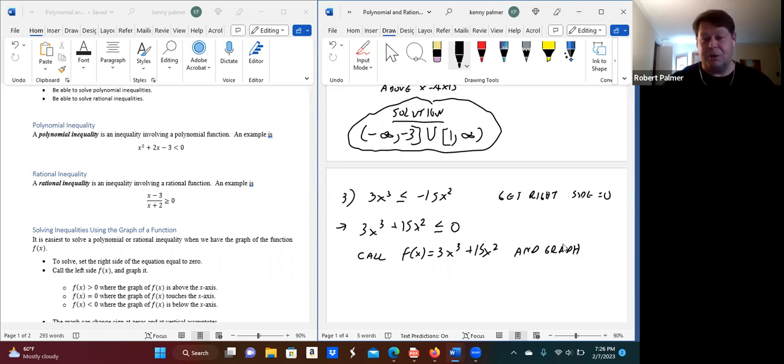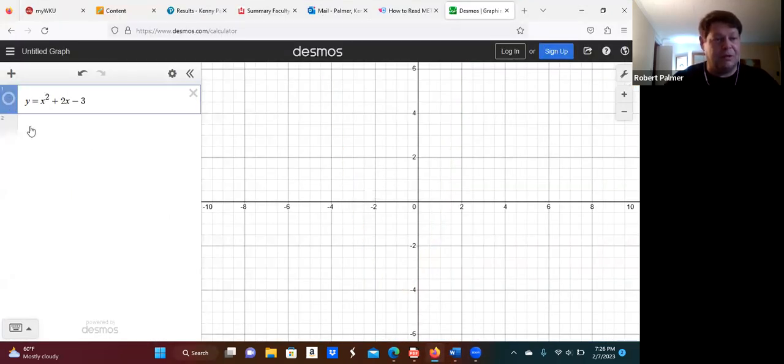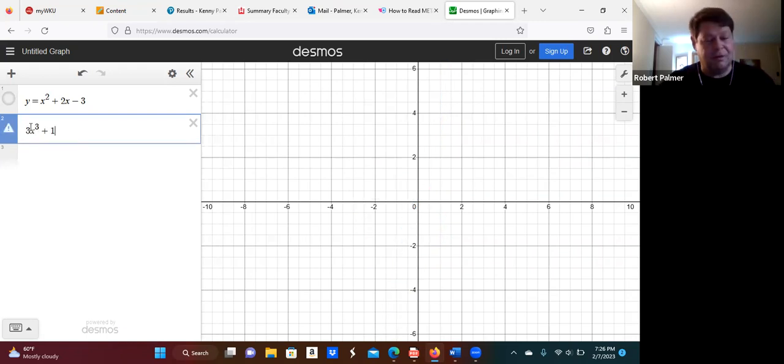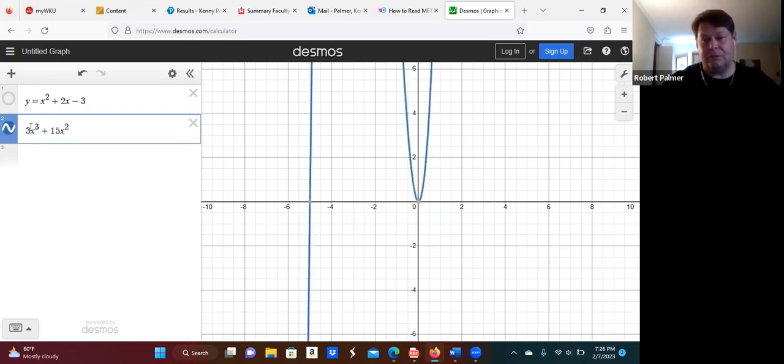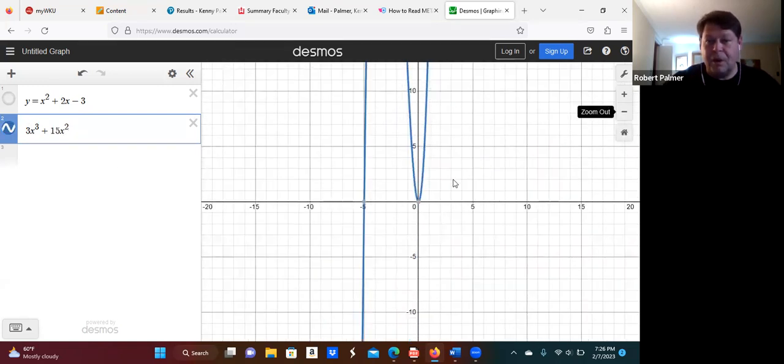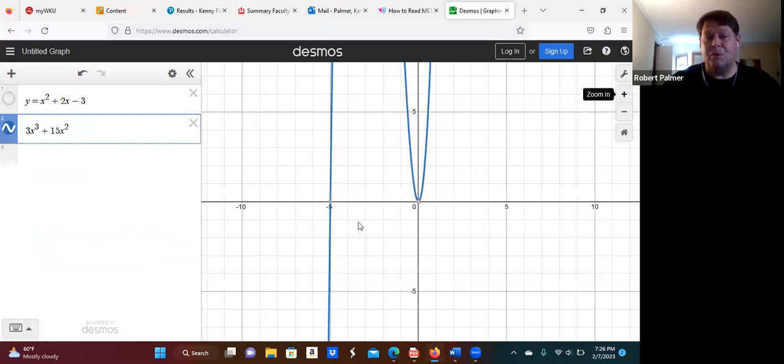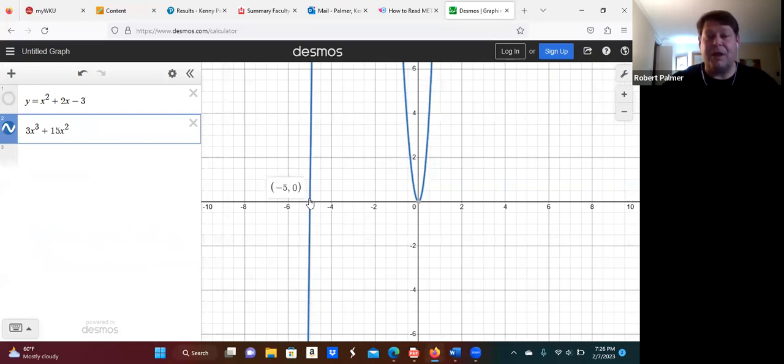Okay. Let's go back to Desmos and do that. I'm just going to turn this one off. So we had 3x cubed plus 15x squared. Now, you can see that basically where it changes signs is where it crosses the x-axis. So on the x-axis, the function is 0. So you have two places at -5 and 0. That's kind of all we care about. So -5, 0, and 0, 0.